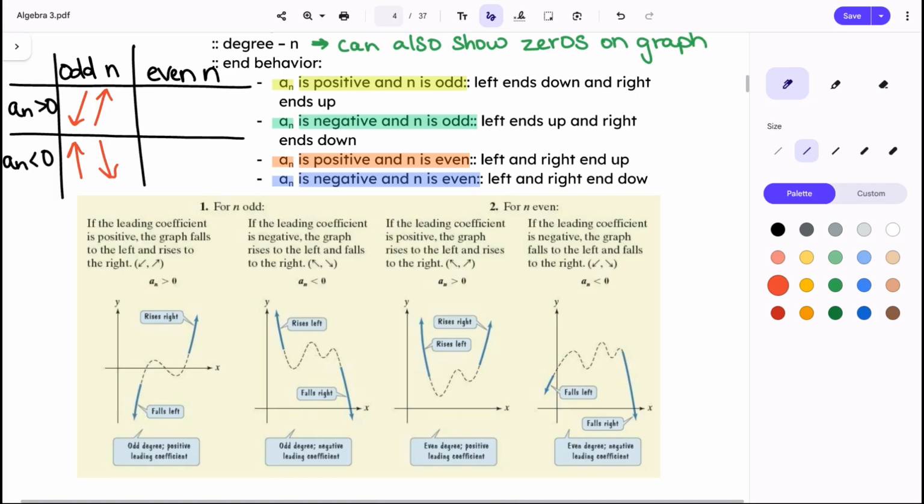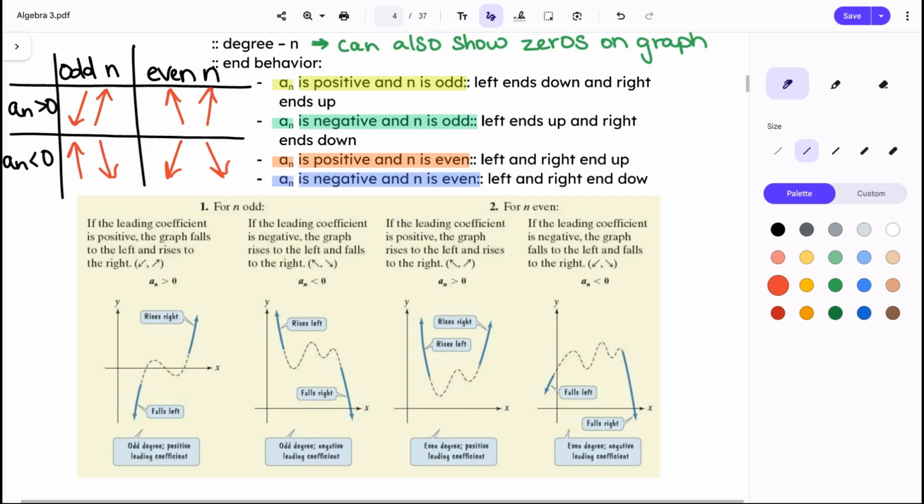So the first arrow represents what's happening on the left. The second arrow represents what's happening on the right side of your graph. If it's even and your first term is positive, they're both going to go up forever. So the left goes up and the right goes up. And then if we are still even, but negative now, they're both going to go down. Left goes down, right goes down.